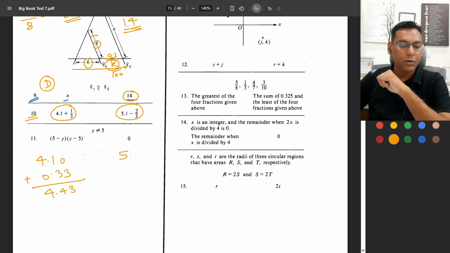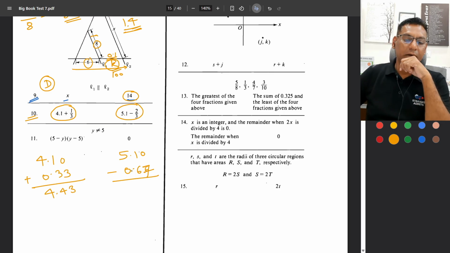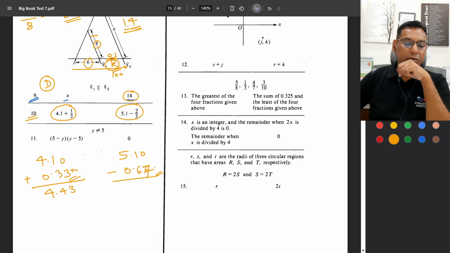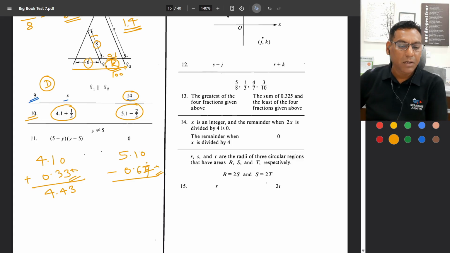Or 5.10 minus 2 by 3. 2 by 3 is 0.66, right? Or 0.67, let's do that, because we are rounding it. This also is rounded off, right? So this is getting rounded down, and this is going to round it up. So what do I get here? And I'm obviously going to get the same number here, 4.4. Okay, I'm getting the same number.